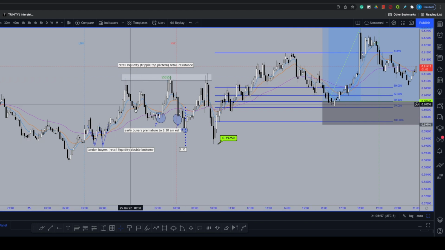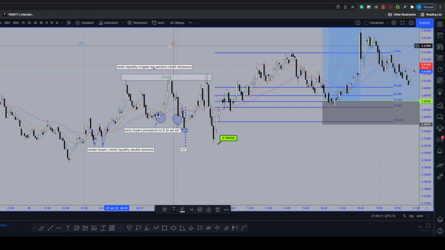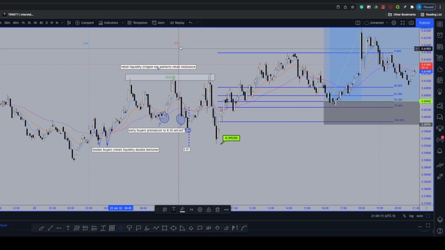Okay, but we created this retail resistance pattern in the form of a double top. From A back down into B, and then from A up into B. You see this double top retail pattern. Now again, what can we identify? We can identify that there are retail resistance traders premature to the New York session attempting to sell this in the form of a double top pattern.